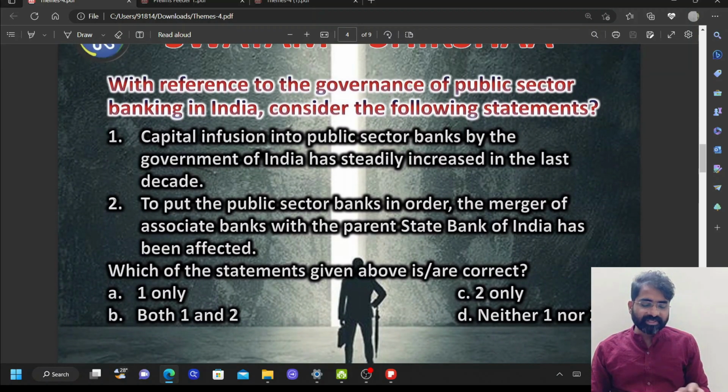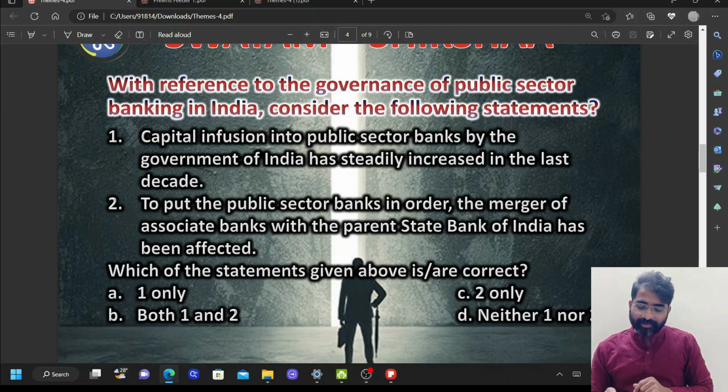So we'll try to observe one more, the third and final question here. With reference to the governance of public sector banking, consider the following. The capital infusion into public sector banks by the government has steadily increased in the last decade. Now, I've shown you that graph. It shows no. And there should be a logic in answering such questions. You can't remember everything. That's very important.